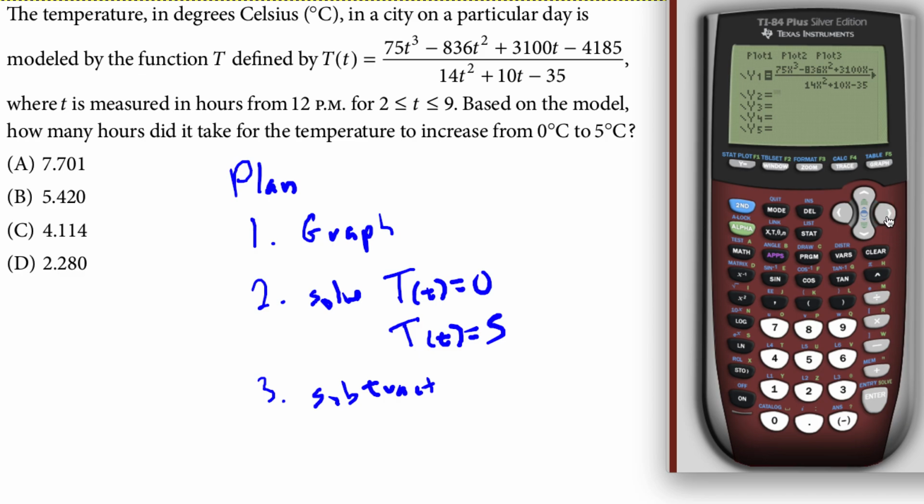And I want to solve where the temperature is 0 and the temperature is 5. So I'm just going to graph 0 and 5. That way I can do intersections. Additionally, let me go to the window and say I don't care about all these values. I really care about times from 2 to 9. My input is my x value. My output is my y value. And I really care about temperatures from 0 to 5, so I guess negative 10 to 10 will work for that. And let's do a graph.